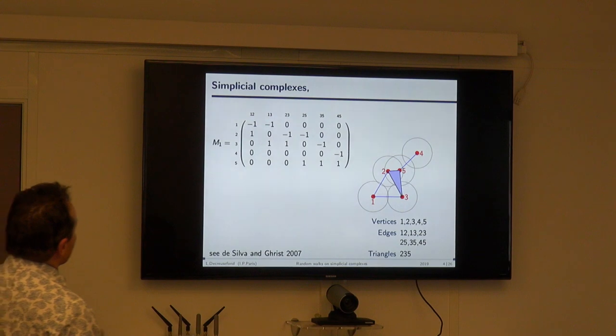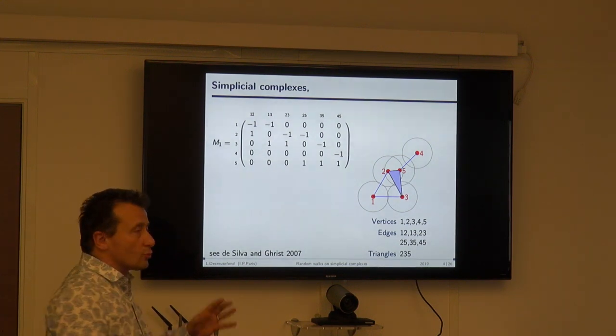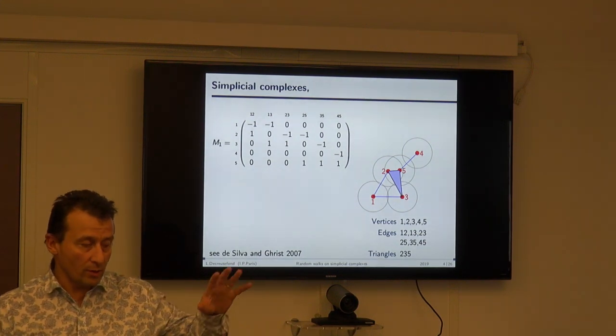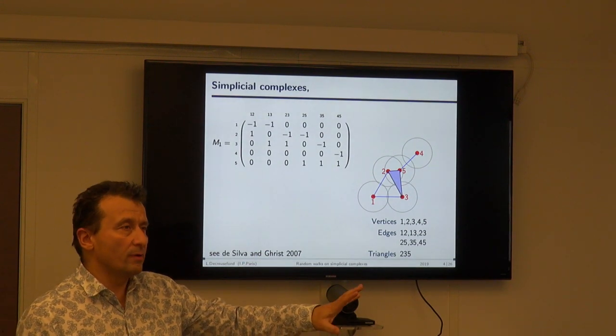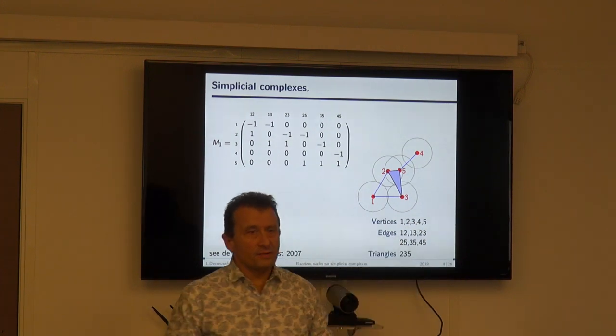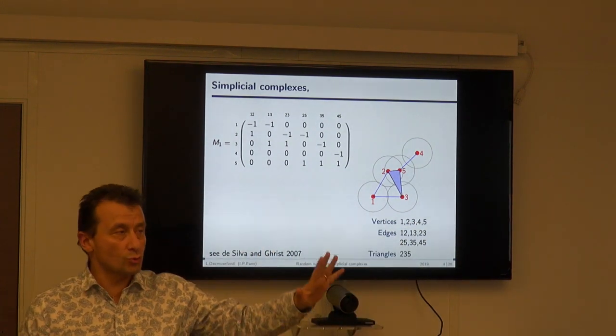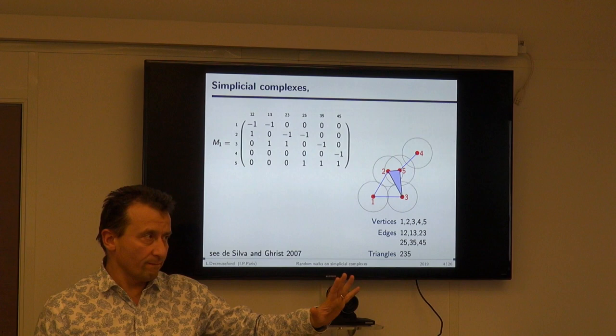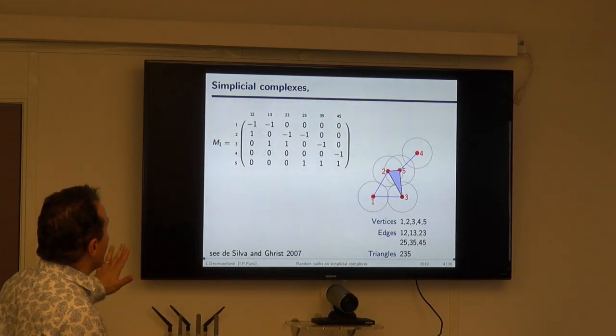So what you do with that is that you construct a geometric situation, then you have a combinatorial object here, and then you put some algebraic structure on that. That's why it's called algebraic topology.